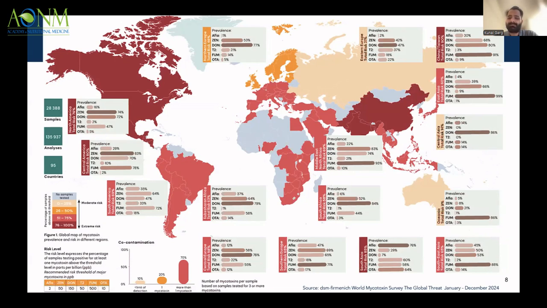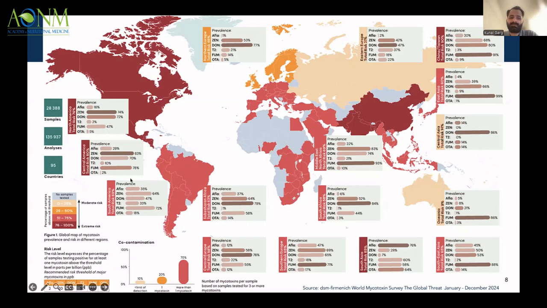The other thing you will see here is that not a single mycotoxin fits all countries. For example, in Oceania, fumonisin is highly prevalent, whereas in Central Asia, deoxynivalenol is highly prevalent. As you go through different continents and regions, you will see that the profile of mycotoxins really changes.